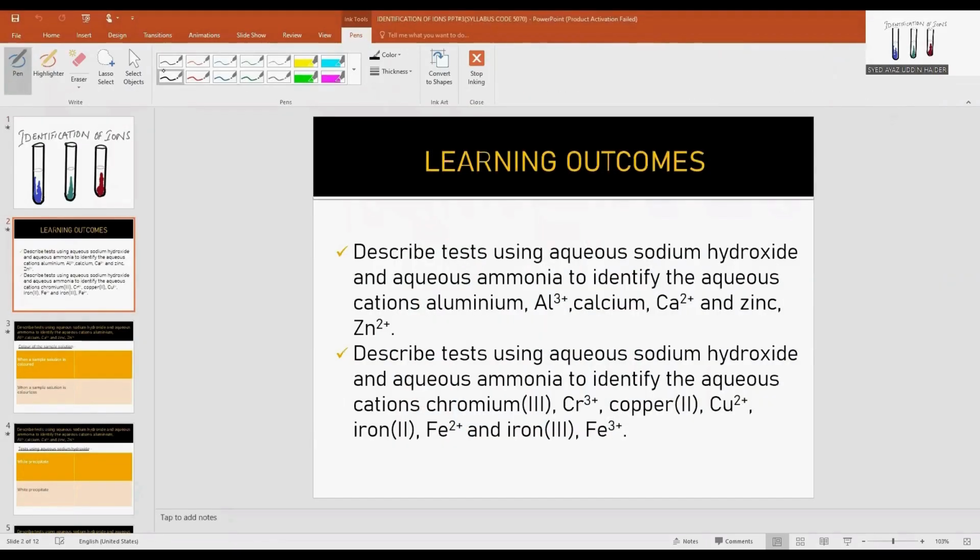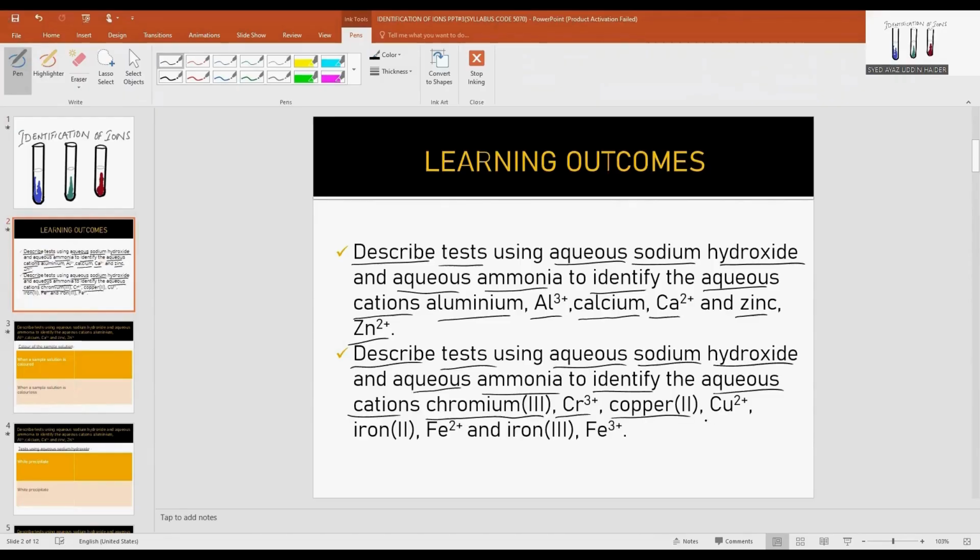The learning outcomes for this lesson are: describe tests using aqueous sodium hydroxide and aqueous ammonia to identify the aqueous cations aluminium Al3+, calcium Ca2+, and zinc Zn2+. Describe tests using aqueous sodium hydroxide and aqueous ammonia to identify the aqueous cations chromium(III) Cr3+, copper(II) Cu2+, iron(II) Fe2+, and iron(III) Fe3+.